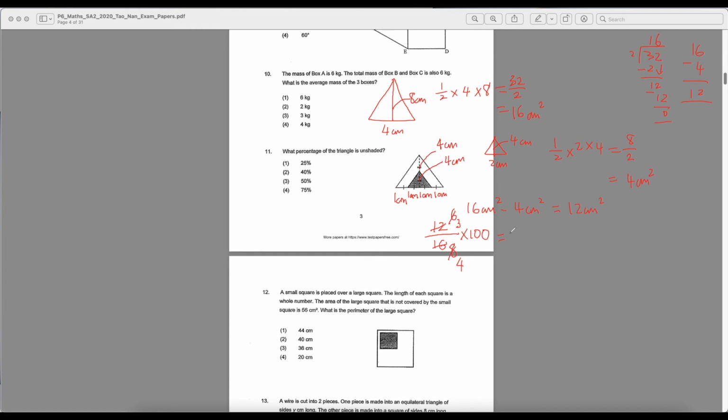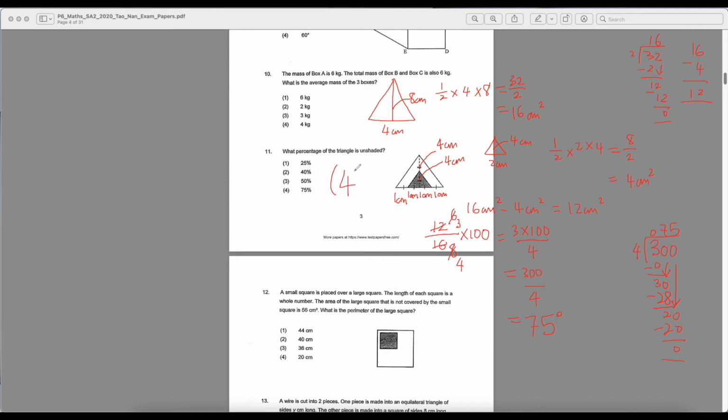Okay, so 3 times 100 over 4 will be equals to 300 over 4. Then let's just do a long division. You're gonna get 75%. So your answer will be option 4.